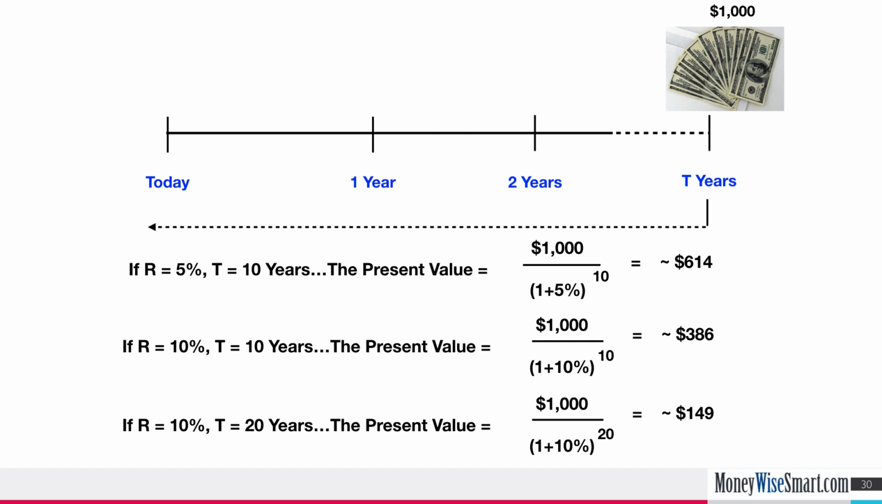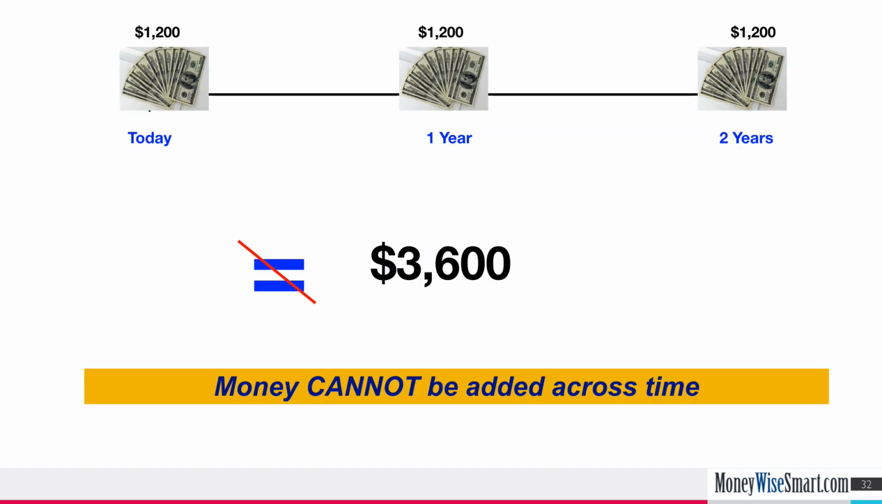So the present value of the distant cash flows is going to be much lower as compared to the present value of the near future cash flows. So $1,200 received over 3 consecutive years is not the same as $3,600. You cannot add money across time, and that is the most important thing to keep in mind when you try to understand the principles of time value of money.